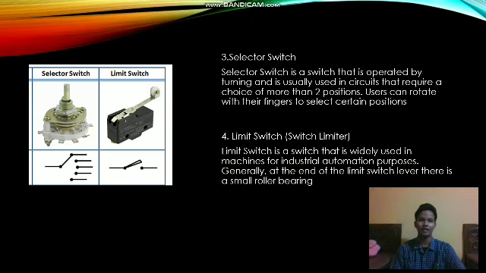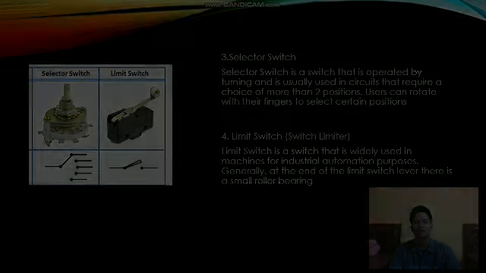Number four, you can look at the picture, is the limit switch. A limit switch is widely used in machines for industrial automation purposes. Generally, at the end of the limit switch lever, there is a small roller bearing, which functions to prevent the wear and tear of the limit switch lever due to repeated contact with engine parts.